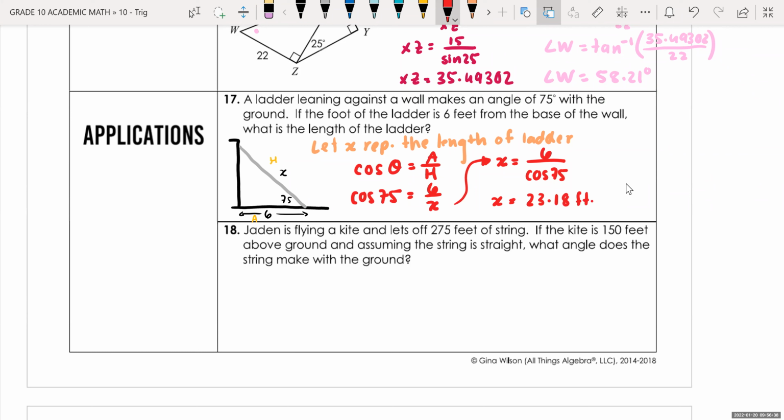And remember, if it is a word problem, you're probably going to have specific units. So in this case, I got 23.18 feet. And then you would have a therefore statement that said, I'll just put dots so you guys can fill that in. Therefore, the length of the ladder is 23.18 feet.